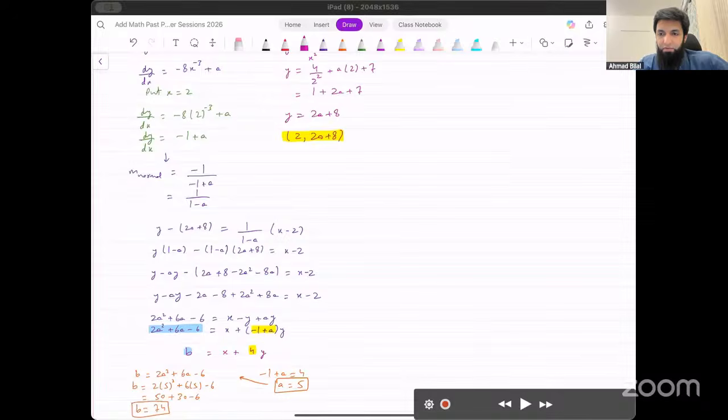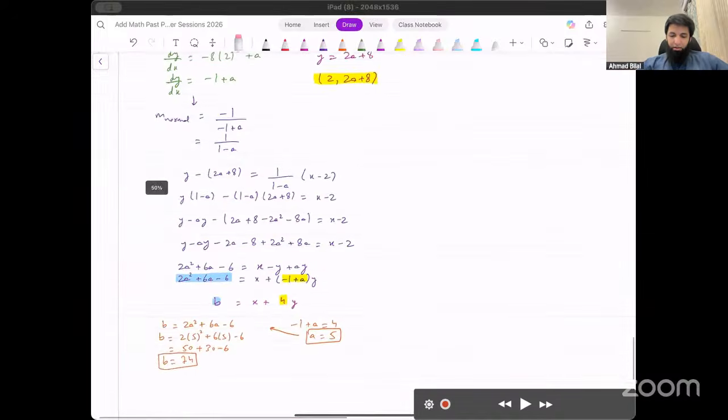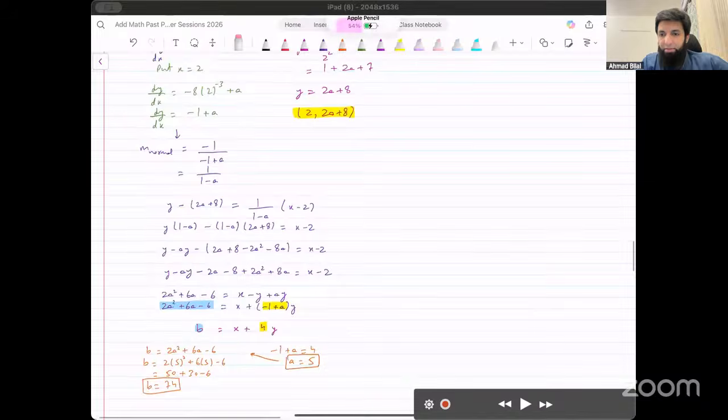Gradient is 1 over a plus 1, not a minus 1. It is a minus 1 because when you multiply by negative, it becomes 1 minus a, right? This sign changes, this sign also changes. Okay, I hope that makes sense.